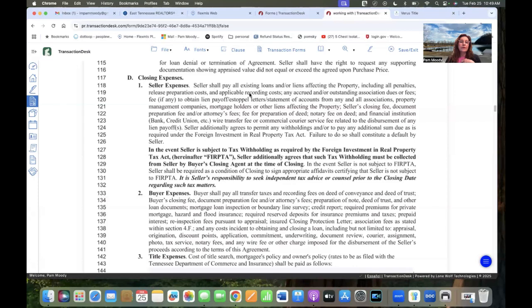Okay. Seller expenses. Seller shall pay all existing loans and or liens affecting the property, including penalties, release preparation costs, applicable recording costs, any accrued or outstanding association dues or fees. This is so that you don't end up with their debt. Okay.